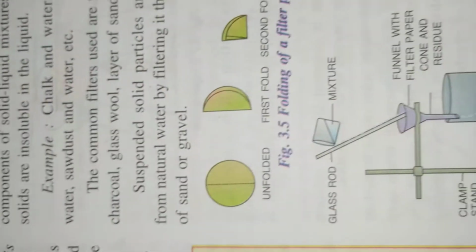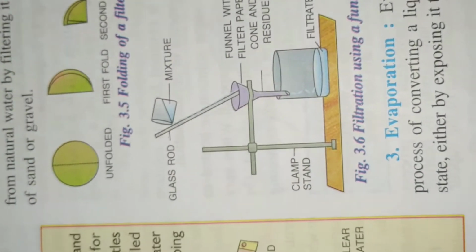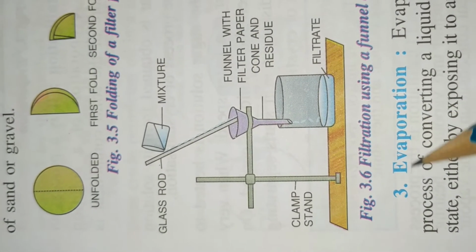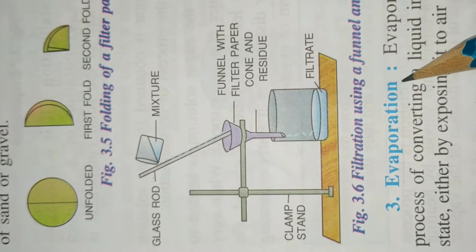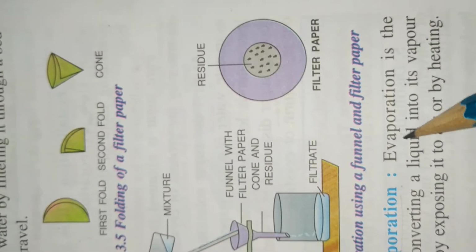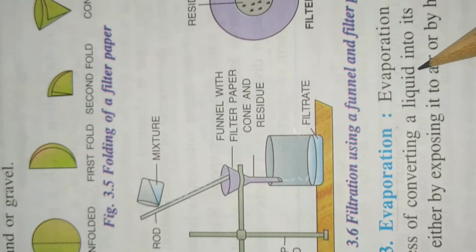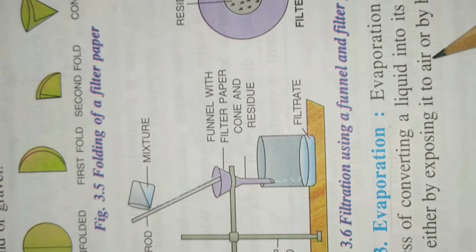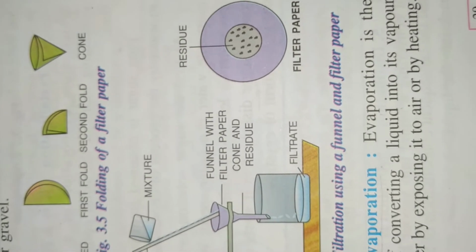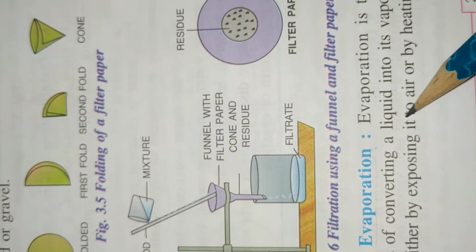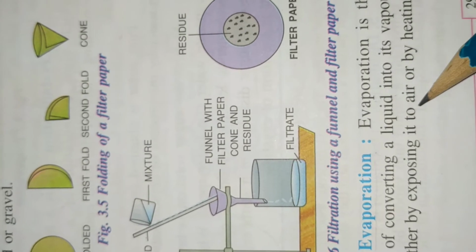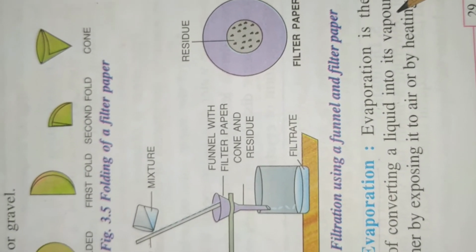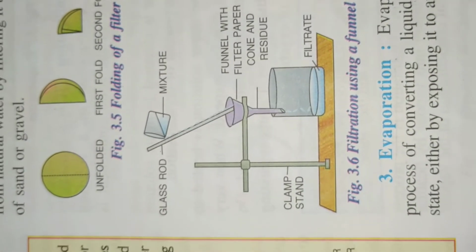Okay, now we'll study the third method. The third method is evaporation. You are very familiar with this process, evaporation. So what is evaporation? Evaporation is the process of converting a liquid into its vapor state, either by exposing it to air or by heating. So it is a process in which a liquid is heated or exposed to air, and after that it converts into its vapor form. That process is known as evaporation.